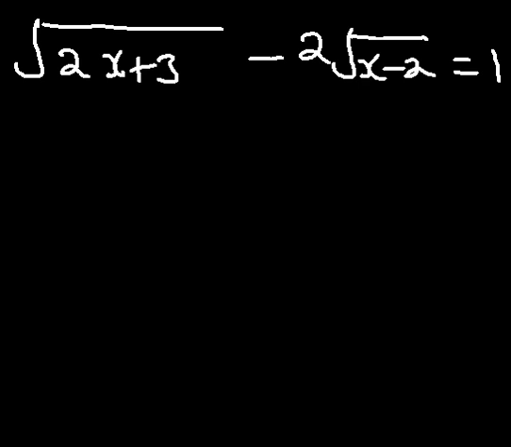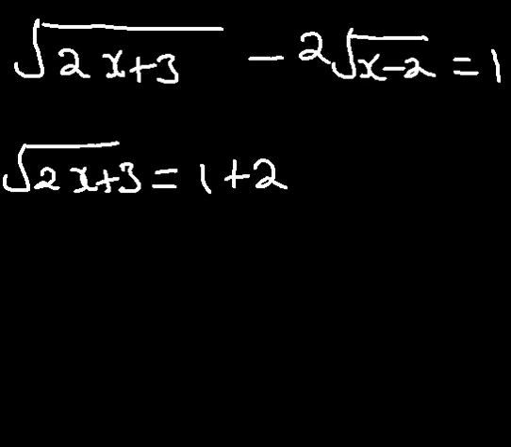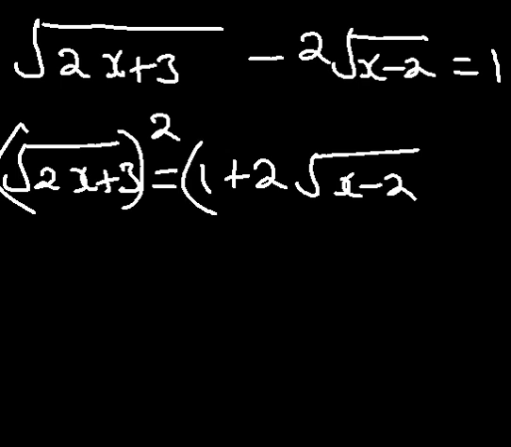So we are going to make the single radical the subject of the formula. Hence we'll have negative 2 times the square root of x minus 2 moved across. So let me take it in this way. We'll have the square root of 2x plus 3 equal to 1 plus 2 times the square root of x minus 2. Then now we are going to square both sides. That will give us 2x plus 3.